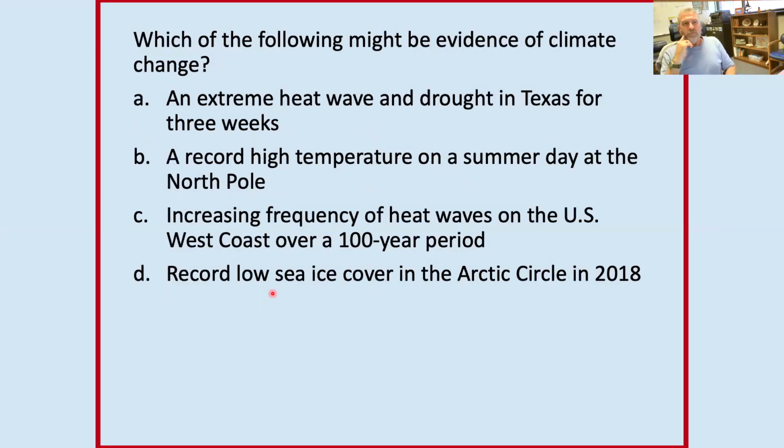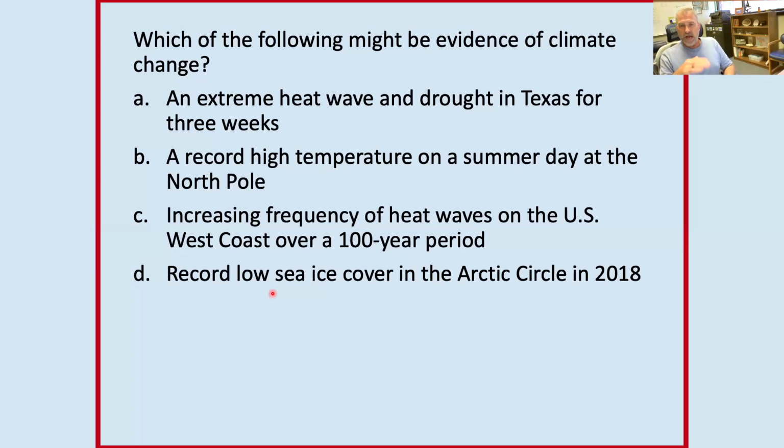Which of the following might be evidence of climate change? An extreme heat wave and drought in Texas for 3 weeks. A record high temperature on a summer day at the North Pole. Increasing frequency of heat waves on the US West Coast for over a 100-year period. Record low sea ice in the Arctic Circle in 2018.